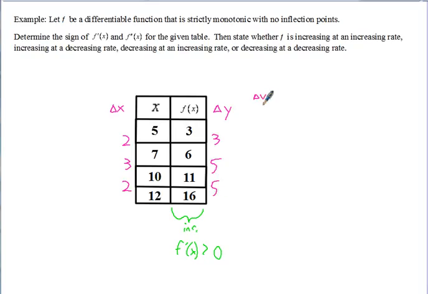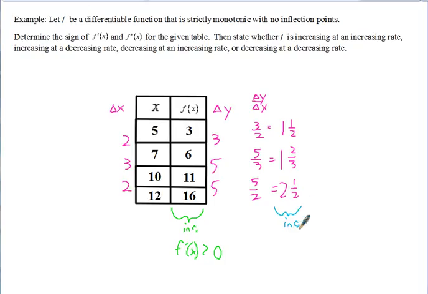So again, let's look at the change in y over the change in x. So it'd be 3 over 2, 5 over 3, and 5 over 2. If we put these as mixed numbers, that's 1 1/2, 1 2/3, and 2 1/2. So you can see 1 1/2, 1 2/3, 2 1/2. Those slopes are actually increasing.